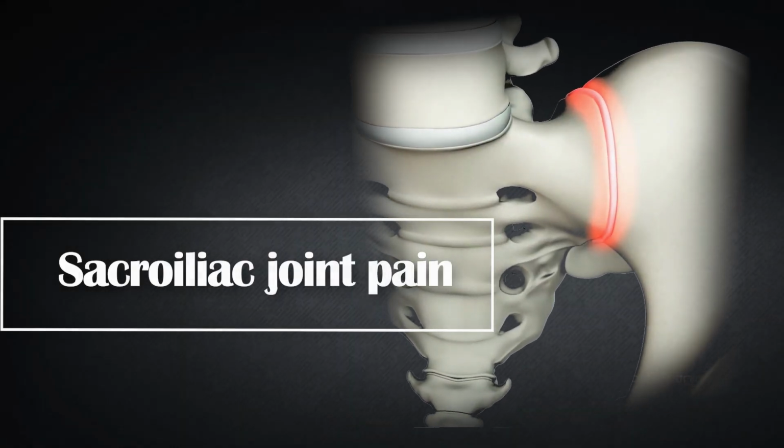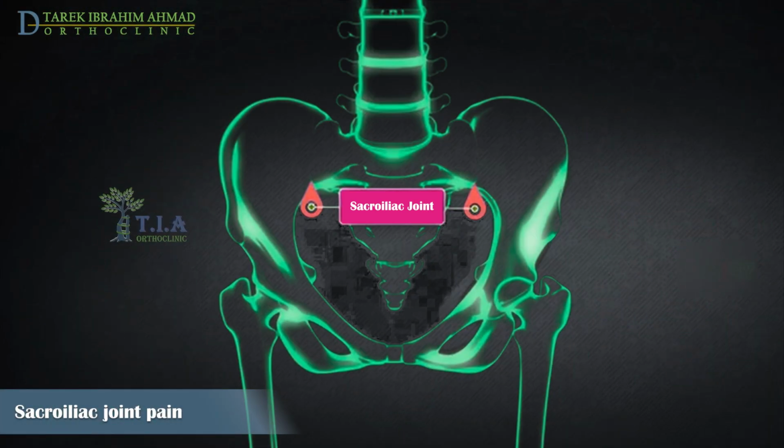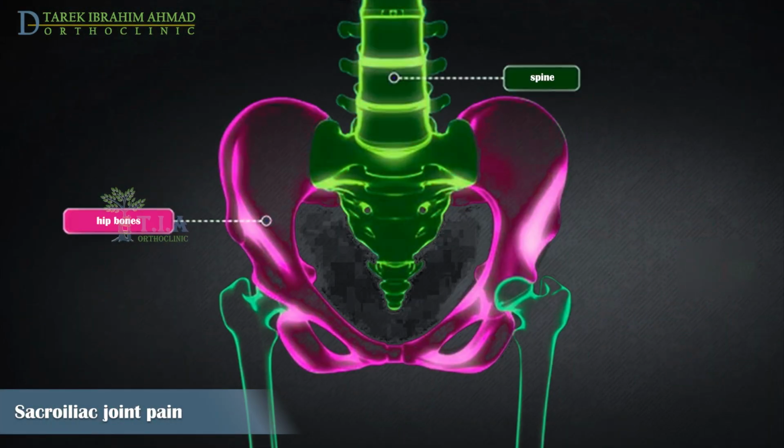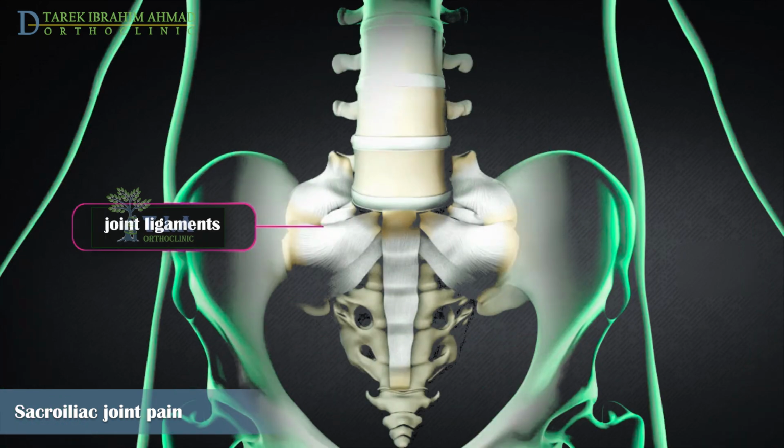Sacroiliac joint pain. The sacroiliac joint is located between the iliac bone and the sacrum, connecting the spine to the hip. There are two sacroiliac joints, one on each side. Strong ligaments and muscles support the sacroiliac joints.